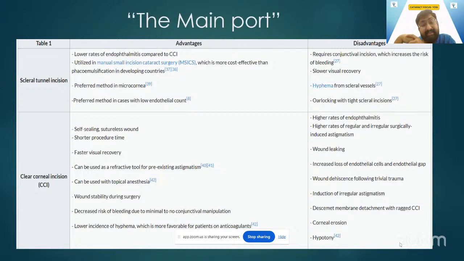incisions. But at the same time, we have also observed that a downside or a disadvantage of these clear corneal incisions, which we fail to understand, is a high risk of endophthalmitis and a huge chance of wound leaking. So the tip is, always check your incisions before leaving the case, and make sure that they're not leaking incisions. They do induce irregular astigmatisms, which is very important because cataract surgery is no longer only a visually rehabilitating surgery. It is also a refractive surgery in this current era. Of course, Descemet detachment is a bad problem that comes with these CCIs. Yes, and corneal erosions and hypotony are a few.